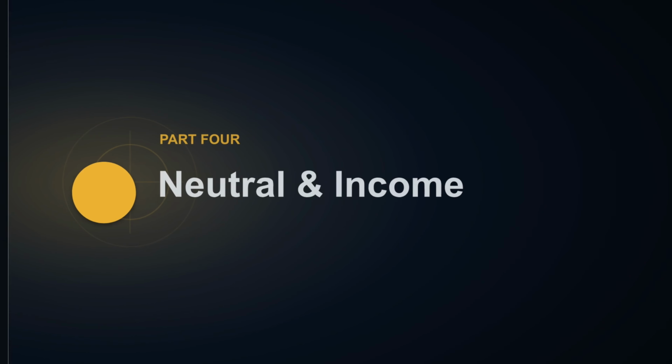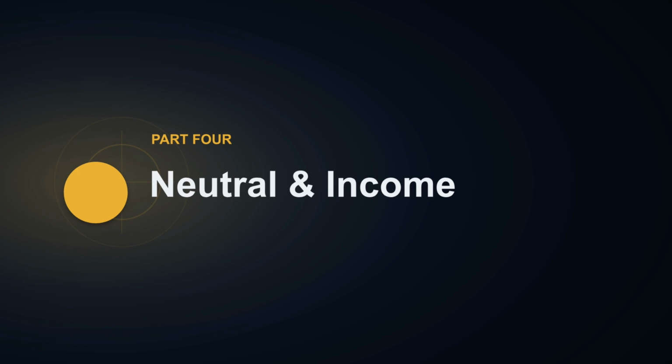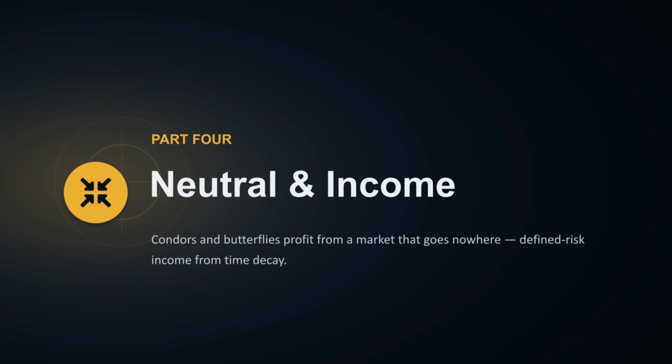Welcome to Part 4, Neutral and Income. Here, we look at strategies like iron condors and butterflies. These are designed to profit from a market that stays range-bound, using time decay to turn stagnant price action into consistent income.